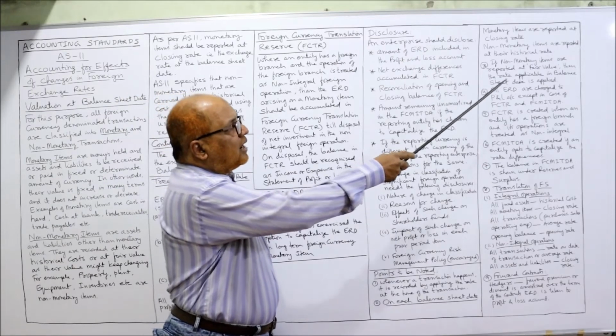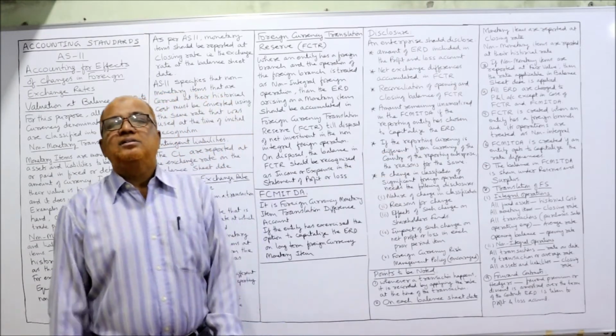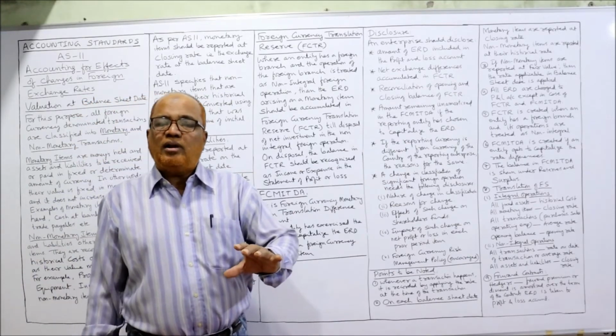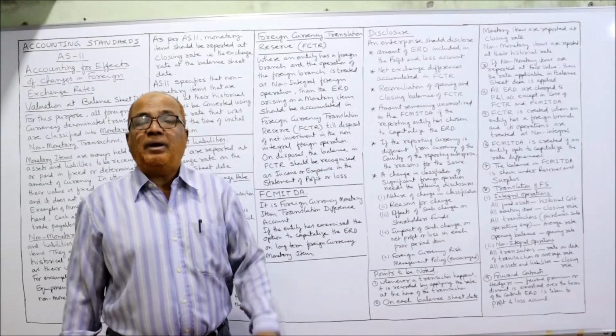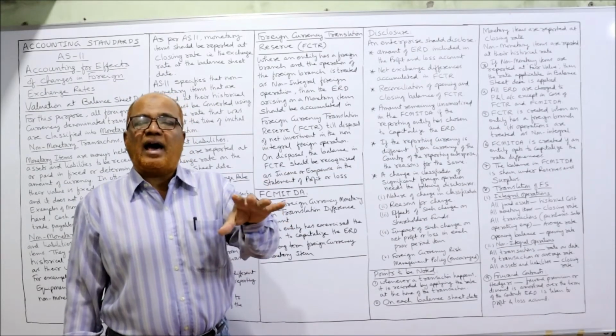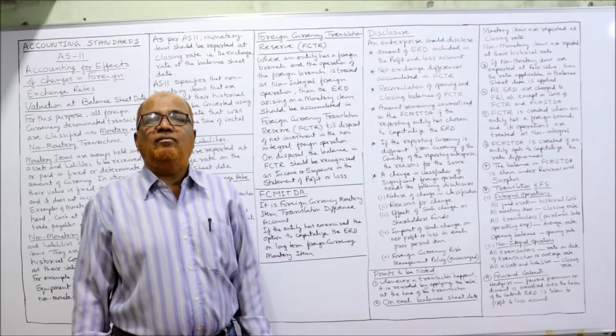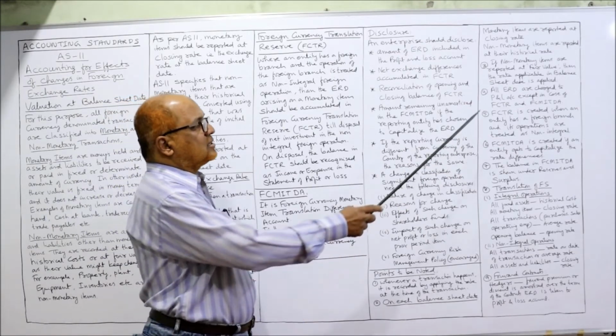Then, if a non-monetary item is reported at fair value, the rate applicable on the balance sheet date is applied. Sometimes the non-monetary item is valued not at historical cost but at fair value. If the non-monetary item is valued at fair value, then we have to use the closing balance sheet date rate.